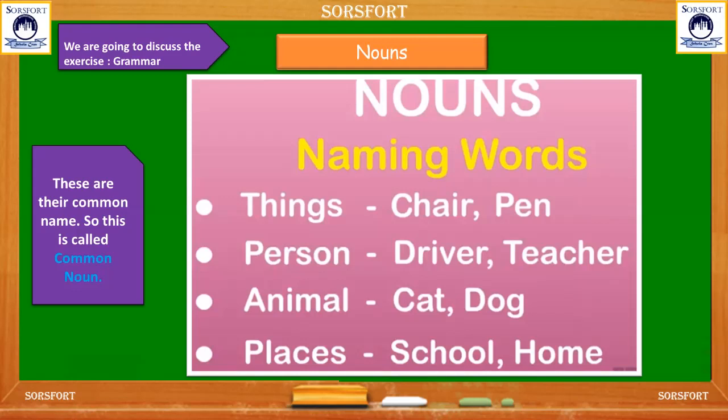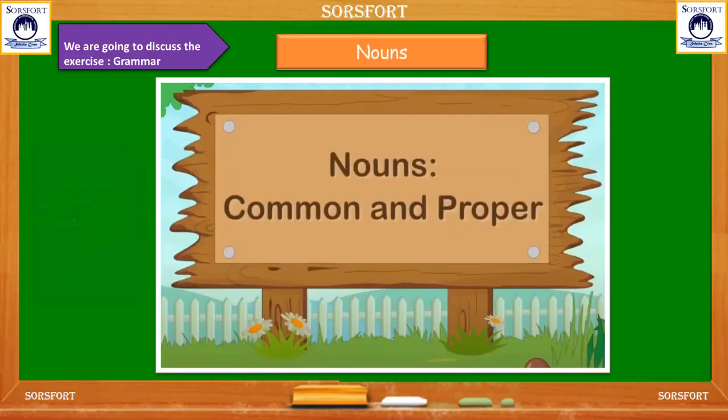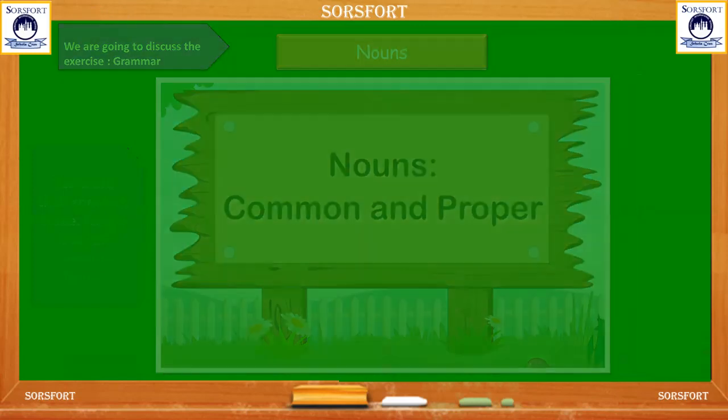School, home, hospital. These are common names of places. So these are common nouns. So common name. I'm not taking any particular name. So these are common nouns. Now, nouns. There are two types of nouns, that is common and proper noun.